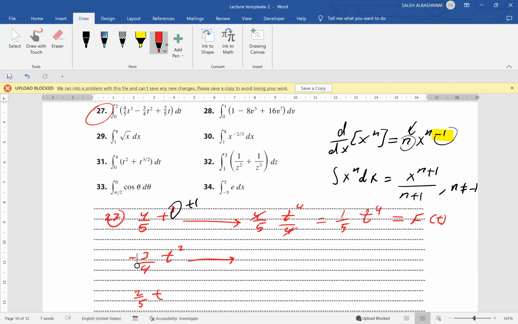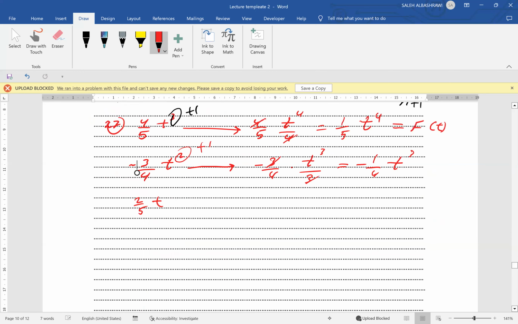The second one, same idea. We are adding 1, it will be 3. So it will be minus 3 over 4 multiplied by t to power 3 divided by 3. So cancel 3 with 3. It is minus 1 over 4 t to power 3. Next one, power 1. So add 1, it will be 2. So this is 2 over 5 t to power 2 divided by 2. Let's cancel this 2. I will have 1 over 5 t to power 2.